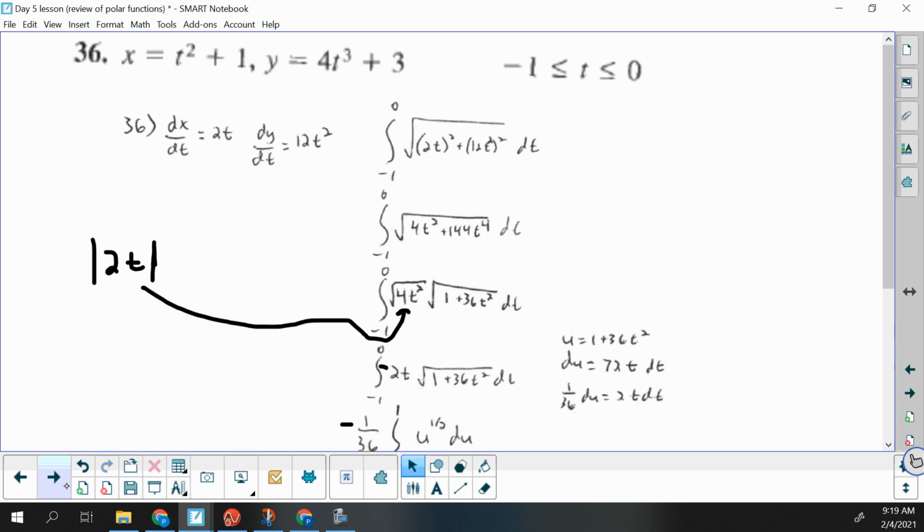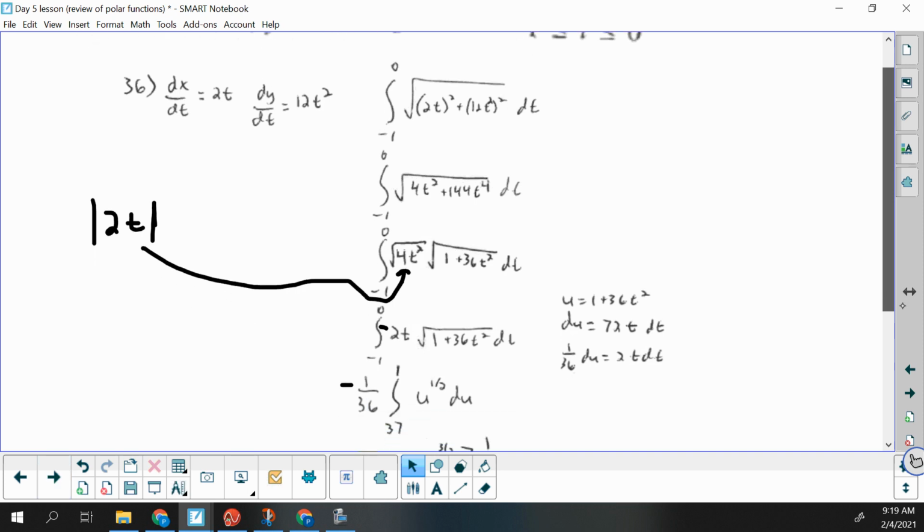So do your dx/dt, dy/dt, put them in your square roots where they're squared, and add it together. We wanted you to try this algebraically. When you square them both, you have a 4t squared that you can pull out from under the root. The square root of 4t squared is the absolute value of 2t. Because we're going from -1 to 0, we would want that to be a minus 2t.